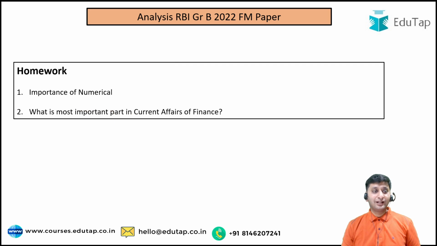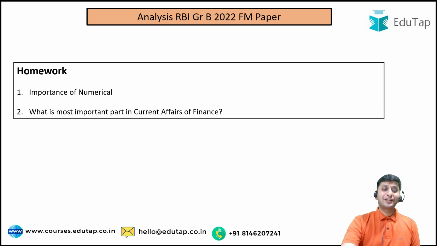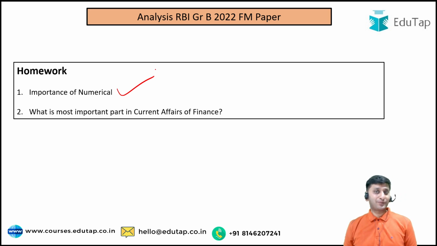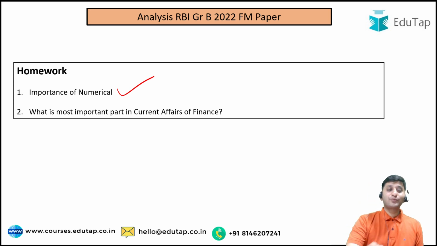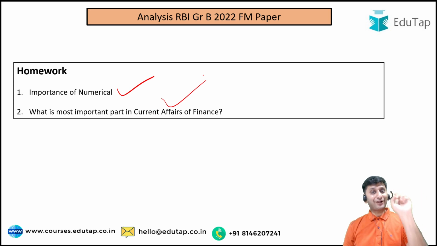Right, guys? So I have a homework for you right now. If you have listened to this video carefully, then you should let me know by commenting below this video: what is the importance of numericals in the FM paper as per the recent trend? What is the importance? How many marks does it carry? And what is the most important part in current affairs of finance? If I ask you to read only one thing in the current affairs of finance, what would that one thing be?